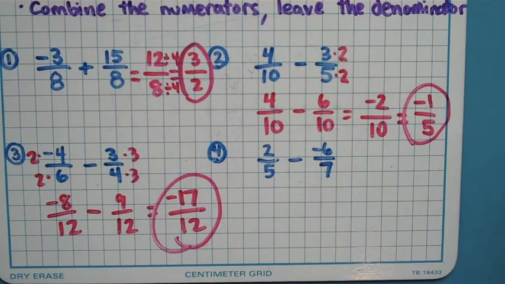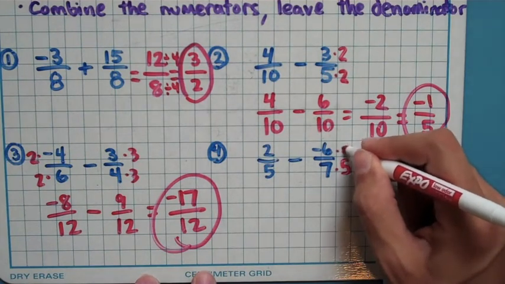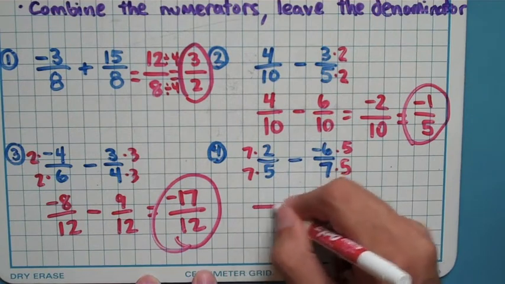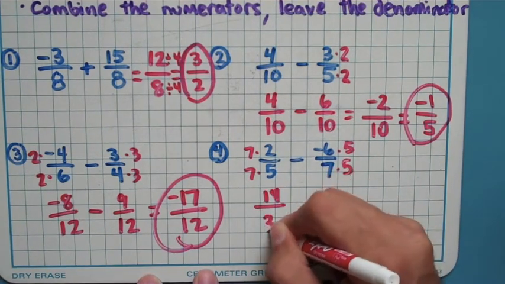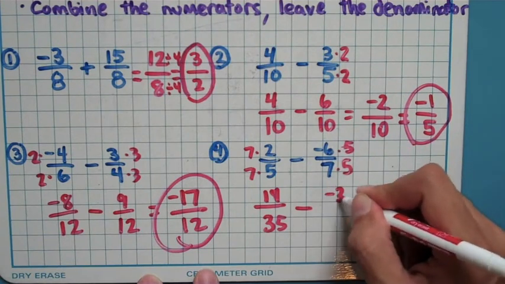On my last problem here, same deal. 5 and 7 aren't the same denominator. 35 is a number that they both go into. So this guy's going to get multiplied by 5 on top and bottom. This guy's going to get multiplied by 7. That way I get my common denominator. I end up with 14 over 35 minus, and this is going to be negative 30 over 35.